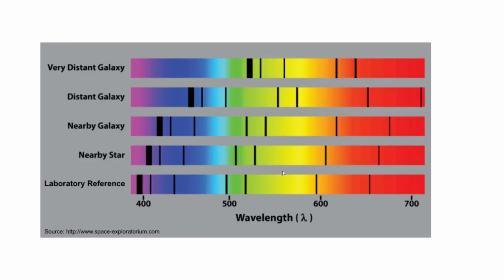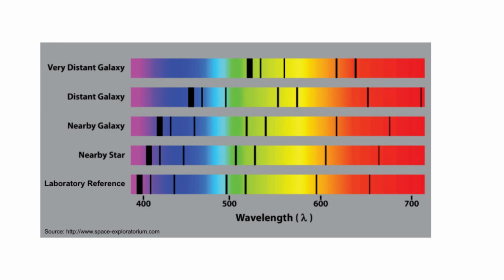And what we notice is this. Say I have a laboratory reference of hydrogen in the lab, right? And I know hydrogen gas, if I pass light through it and then create a rainbow, I'll see these black lines in these specific areas for hydrogen because hydrogen absorbs these particular wavelengths of light.